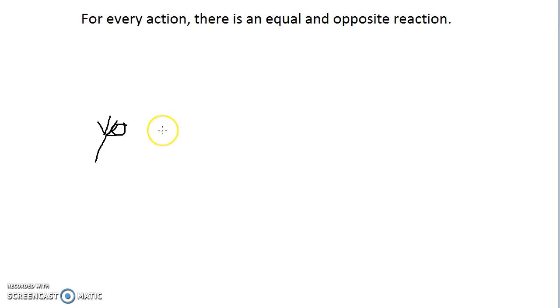So all Newton's third law is saying is that if we break it up and look at my hand and the ball separately, we would see that the ball is experiencing a force to the right from my hand, and that force on the ball from my hand is exactly the same in magnitude but opposite in direction as the force from the ball on my hand.